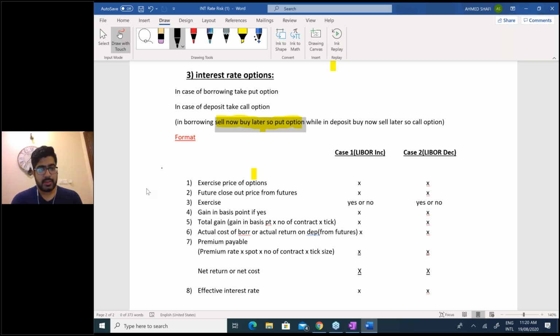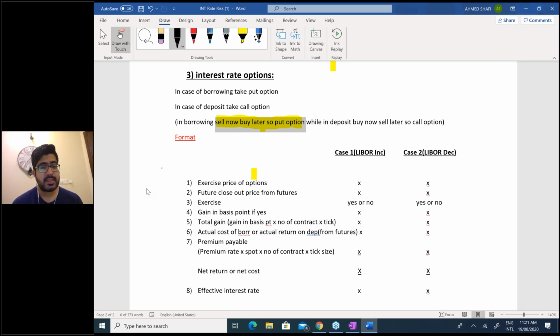Now the first thing you have to mention is exercise price of options. Then you need to compare it with future closeout price, get it from futures. Then you need to decide whether to exercise, yes or no. I will tell you how to take this decision. Then you need to write gain in basis points if yes. Then you need to write total gain.